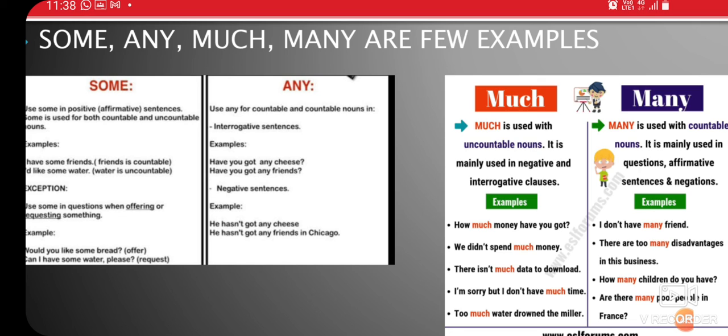And many we are using: I don't have many friends. There are many disadvantages in the business. How many children do you have? Are there many poor people in France? These are all countables. We can count them. So we are using many here.